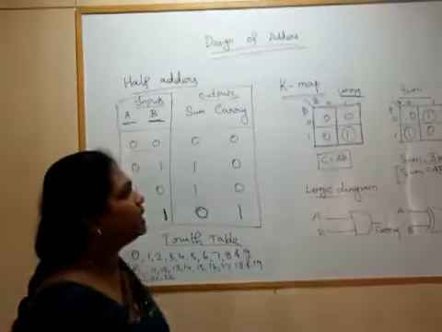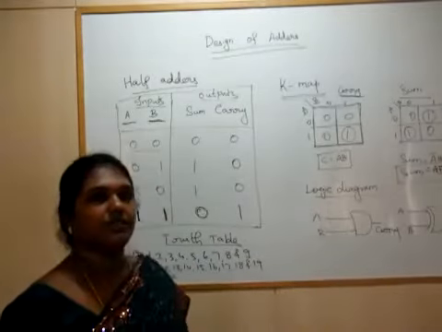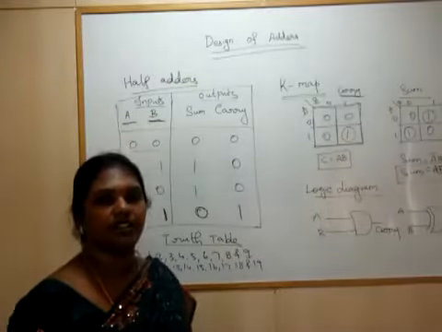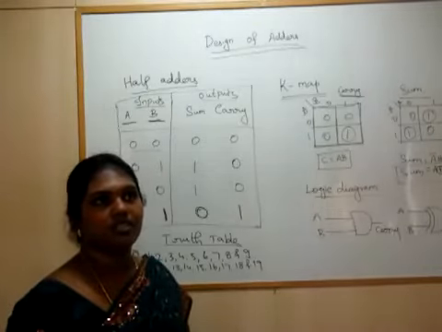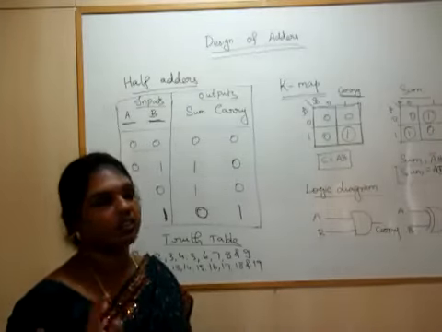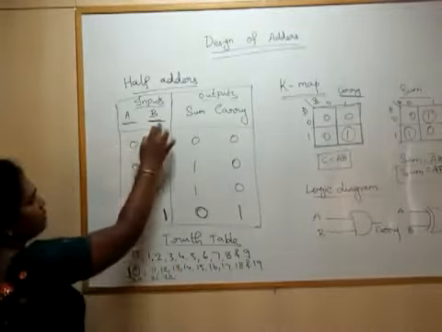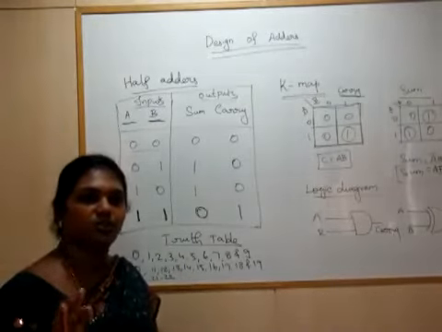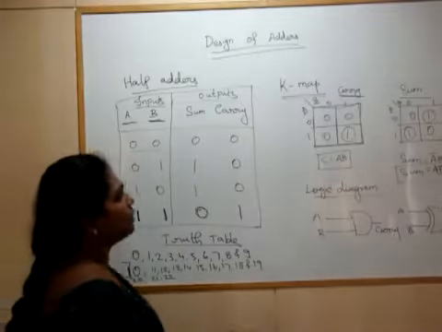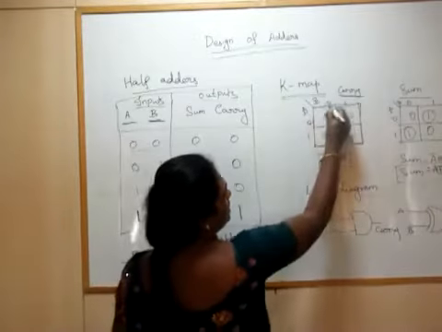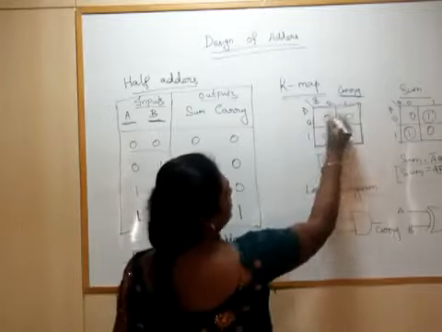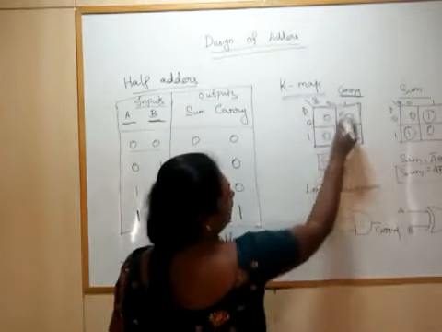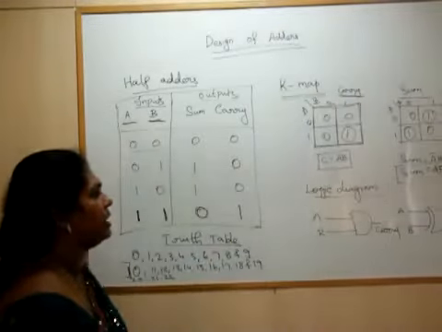A 2 variable K-map means 4 cells will be there. Why? Because there are 2 variables, A and B, and 2 variables give 4 possible combinations of inputs A and B. That is nothing but 0 0, 0 1, 1 0 and 1 1. So 4 combinations are made here.